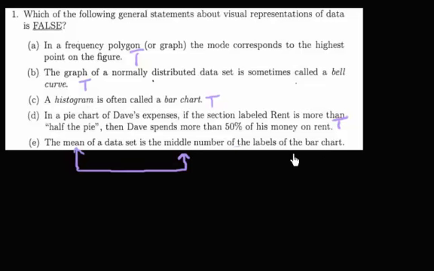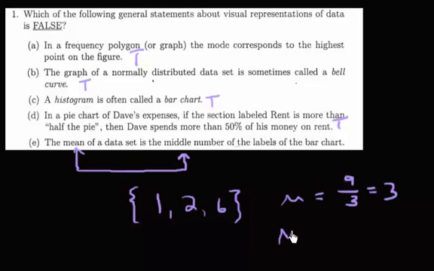Again, a bar chart just means it's going to be a list of numbers on the axis down here, the x-axis. So let's take a look at just a very simple list of numbers. We have 1, 2, and 6. So the mean would be, add these together, which is 9, divided by 3, because you have 3 numbers, and so your mean is 3. The median is easy to find. The median will be the middle number, which is the 2. And so, is 3 equal to 2? It's not. So the answer to E is going to be false. So the answer to number 1 is E.